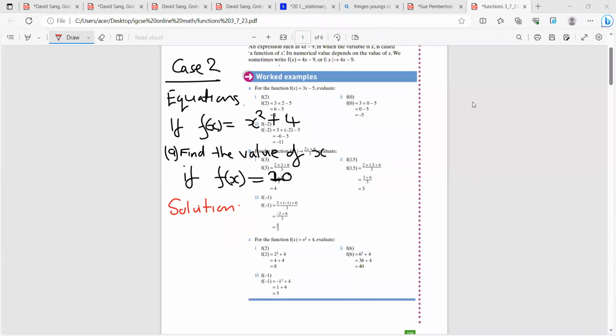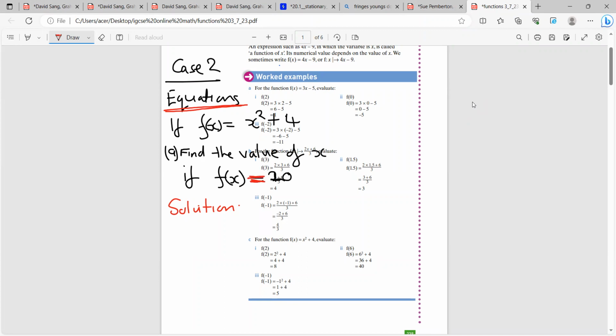Okay, perfect. So now we're looking at case 2 on functions, and case 2 deals with equations, right? Yes, sir. You'll be given a function like before, and then they'll say, find the value of x if f of x is equal to something. So there's a clear distinction between case 1 and case 2. In case 1 type of question, we didn't have this equal sign. But in case 2, we have an equal sign.